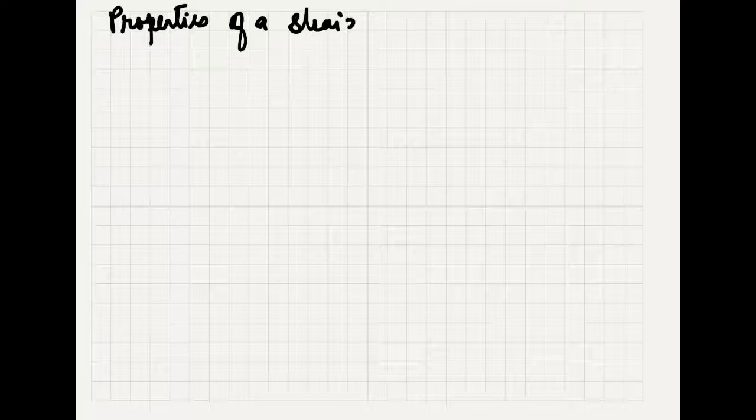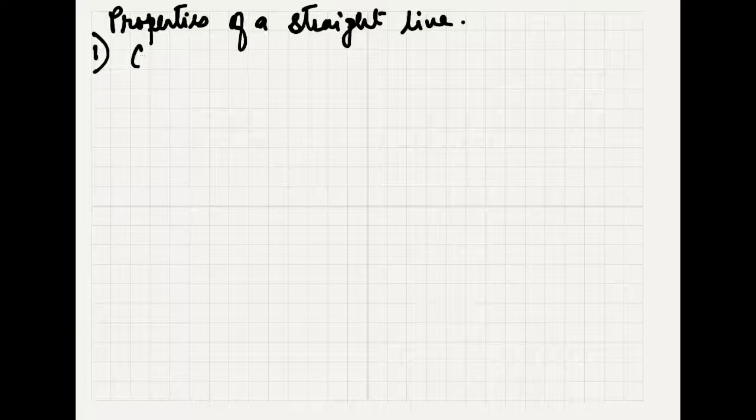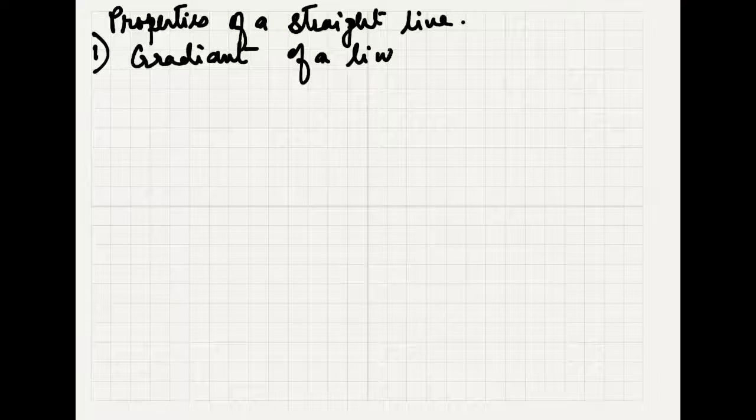Now let us see the properties of a straight line. As we discussed earlier, what we call slope or inclination is called the gradient of a line. And the gradient of a line is denoted with m.